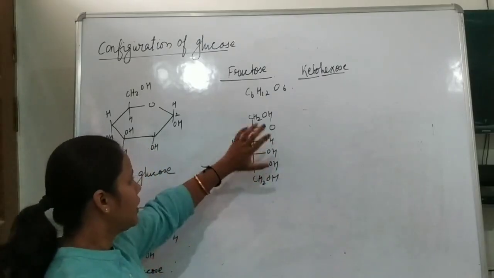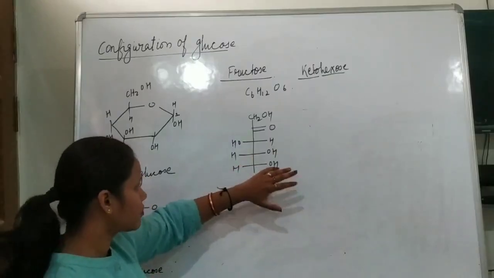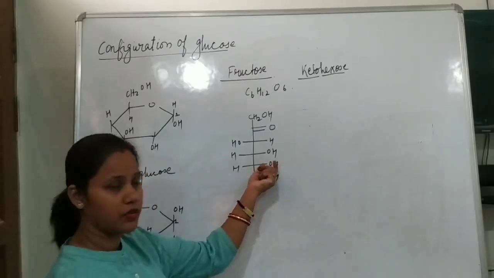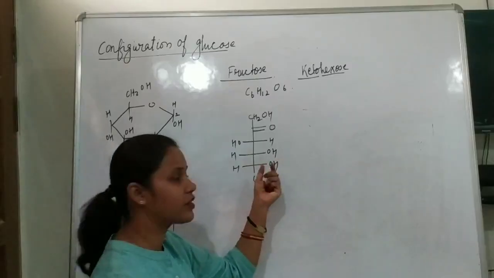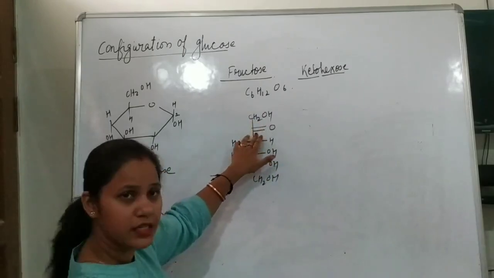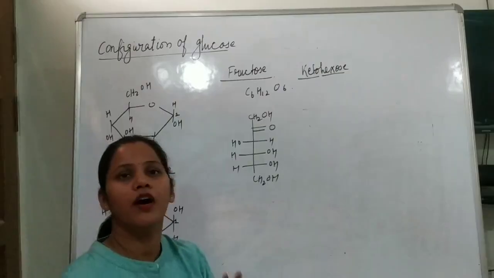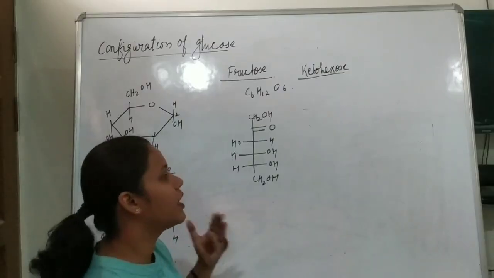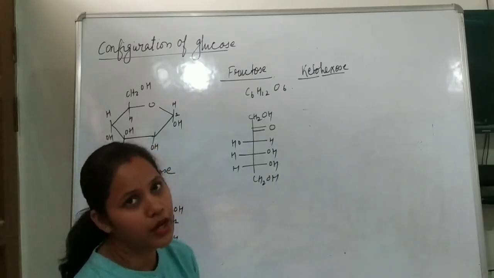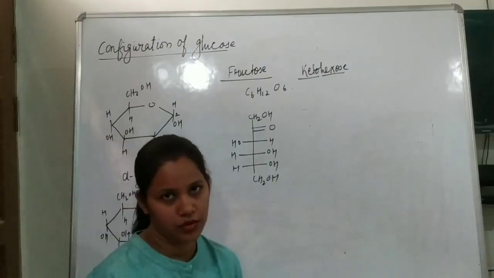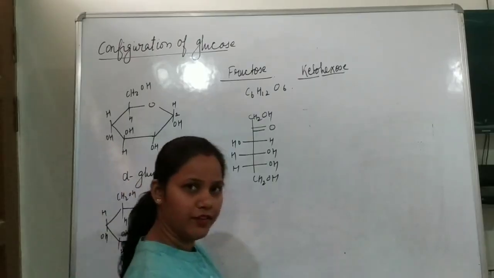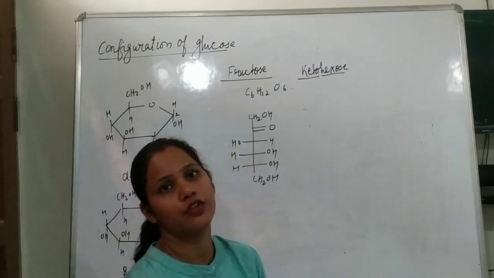Now, the cyclic form is related to, here again, the fifth carbon. The hydroxyl present on the fifth carbon adds up to the second carbon of the ketonic group to form a 5-membered ring, whose structure is similar to the structure of furan, and that is why it is known as furanose. Okay, fructofuranose. Again, it exists in the form of alpha fructofuranose and beta fructofuranose.